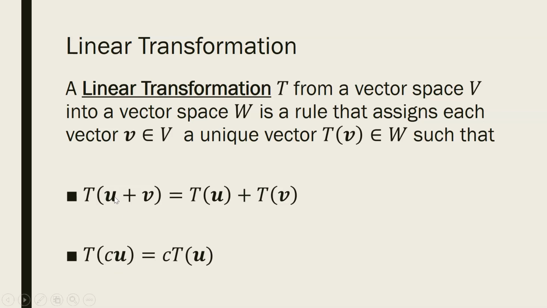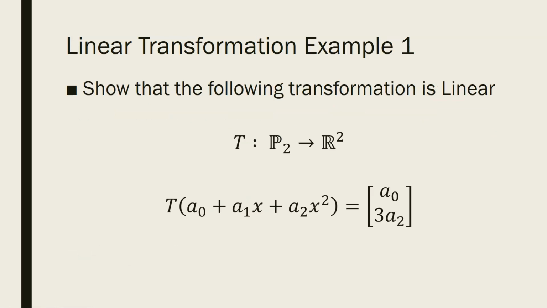All right, so if you add vectors before you transform them, is it the same as if you transform the vectors and then add them? Preserving addition. Well, when you multiply by a scalar and then transform it, is it going to be the same as if you transform the vector and then multiply by the scalar? So do we preserve vector addition? Do we preserve scalar multiplication? If you do, then that transformation is linear. Okay?